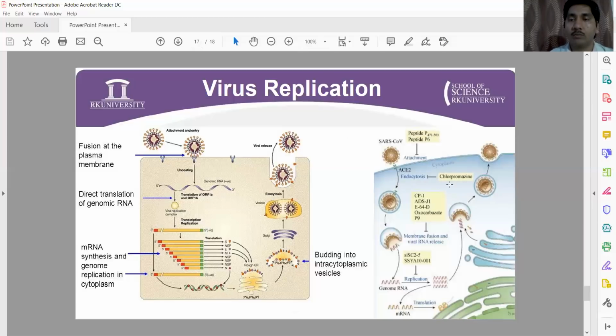Like you can see here, chlorpromazine, which can stop the endocytosis process, and similarly there are many other targets. These become the targets for drug development, and it will be discussed in another module, which will be taken by Dr. Rajesh Patel.